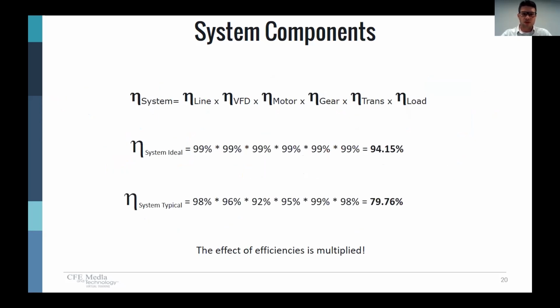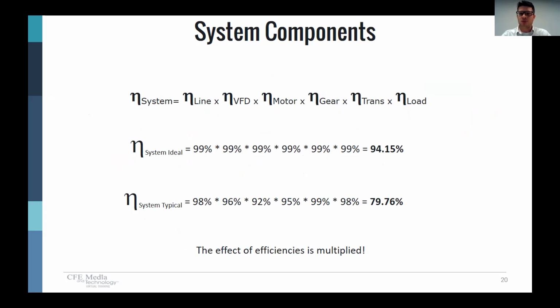Just for example, if we looked at an ideal system where every component was 99% efficient, and we had our 6 components here, they're all 99% efficient. When you multiply those together, our maximum efficiency of the system is only 94.15%.